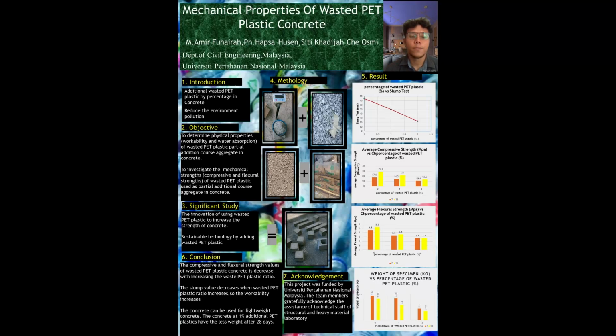And we move to the conclusion. For the conclusion, the compressive and flexural strength value of waste PET plastic concrete decreases with increasing waste PET plastic ratio. This is because the adhesive strength between the surface of the waste PET plastic and the cement paste decreases. Besides that, the waste PET plastic is a hydrophobic material, so the hydration process in concrete cannot occur well for the PET plastic.